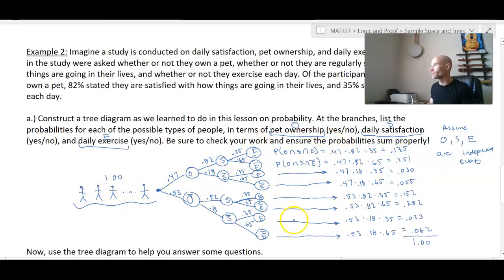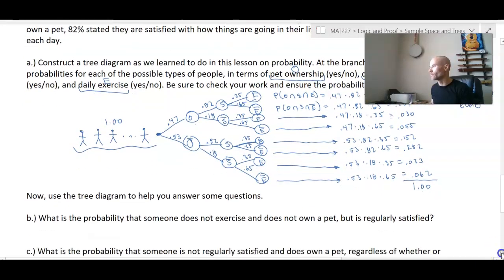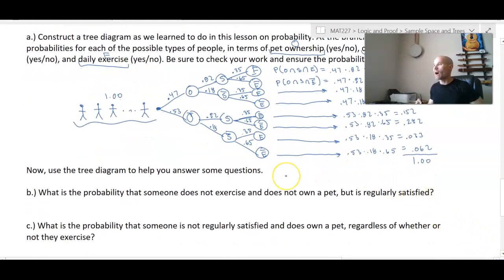And so now we can answer questions. Just as an example, if we wanted to know the probability that somebody doesn't own a pet, is not satisfied on a daily basis, and does not exercise, then we can see that that's 6.2% of people, or a 6.2% chance that we would randomly select such a person. So now again, we can answer questions about this that maybe would be difficult otherwise if we just had to figure out what kind of formula to use. So what is the probability that someone does not exercise and does not own a pet but is regularly satisfied?